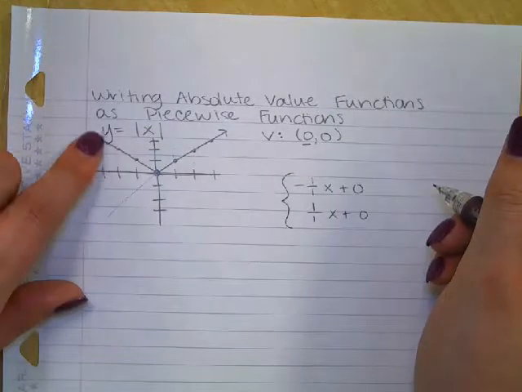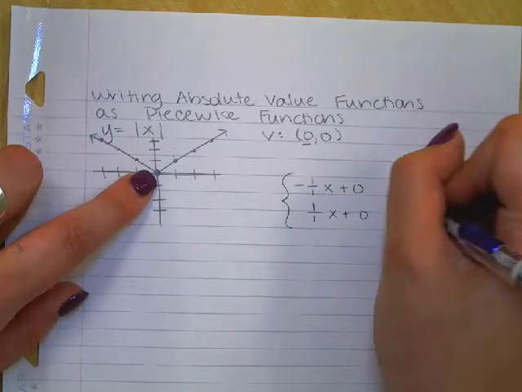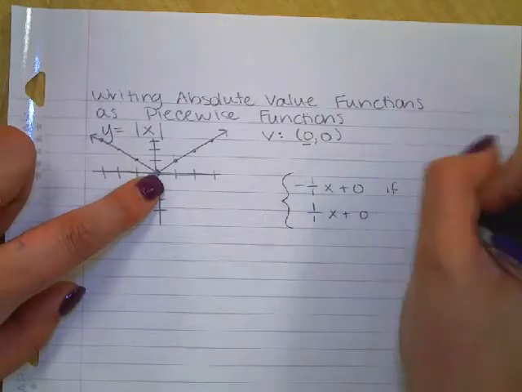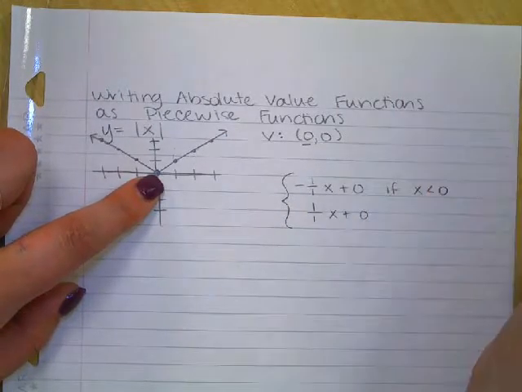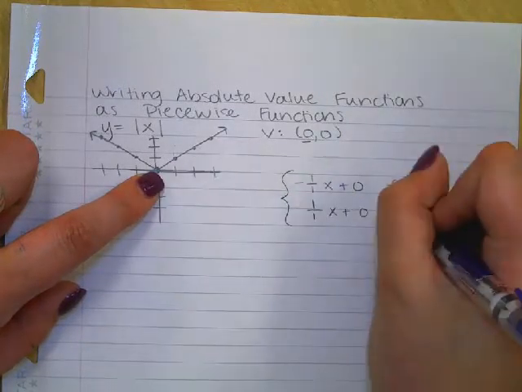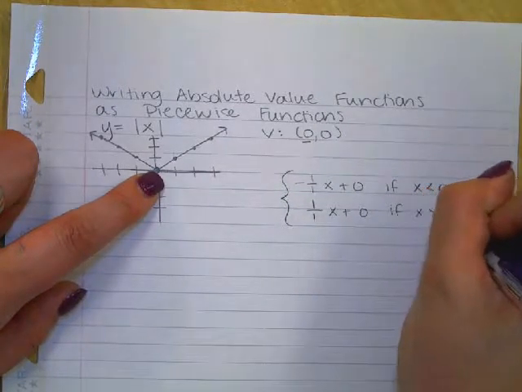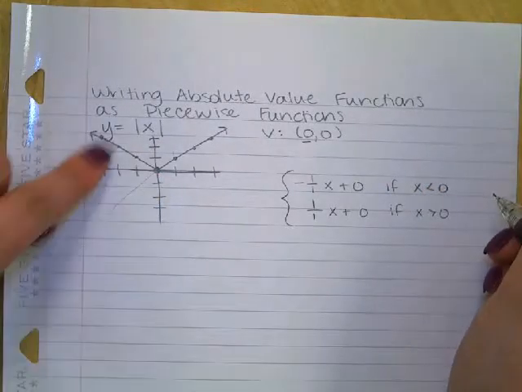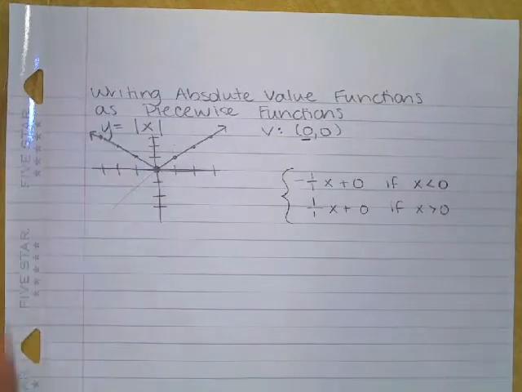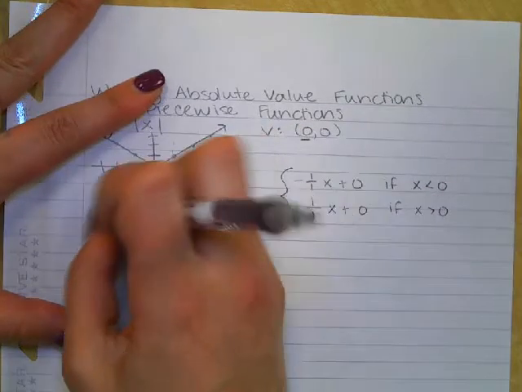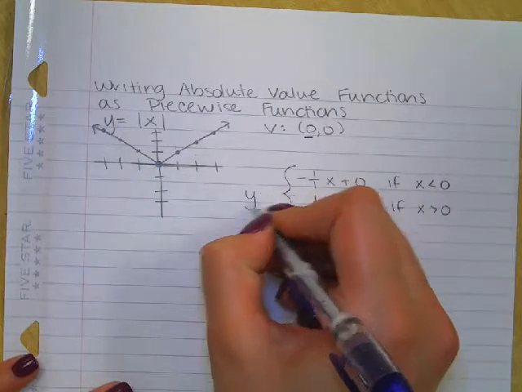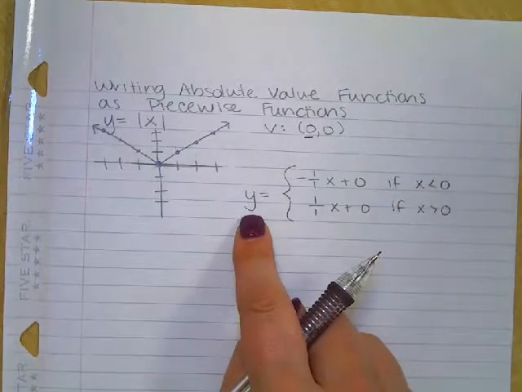So I'm going to say the left side of the graph, we're going to use the negative version of a linear function if the x value is less than 0. And we're going to use the right side if x is greater than 0. Because for the left side, I want that negative slope. For the right side, I want that positive slope. And so this is how I could rewrite an absolute value graph if I didn't want to use an absolute value symbol.